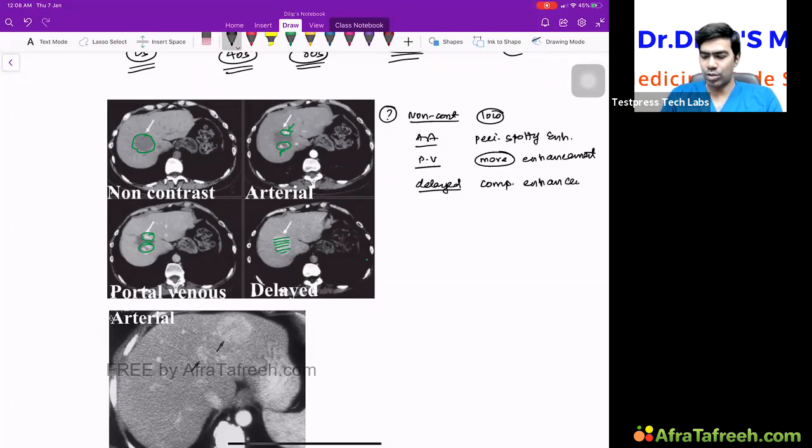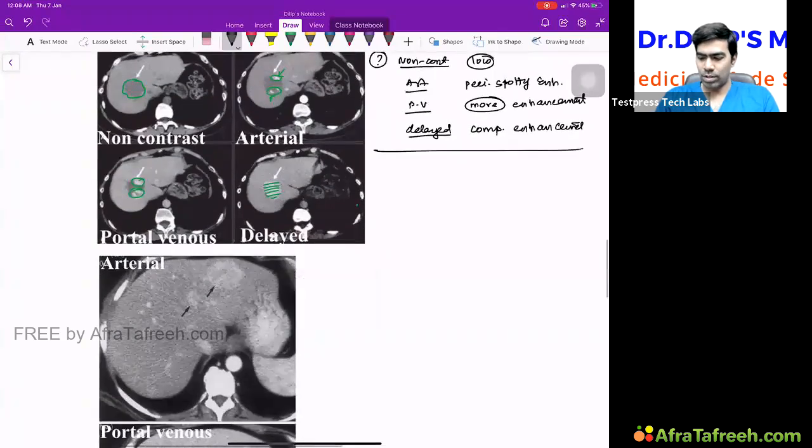Which is the tumor that shows this characteristic feature? Anyone? You have studied radiology, right? What is the first tumor that we discussed? I mean, by the way, this is just to know whether you guys are there with me or not. What is the first tumor that we discussed?